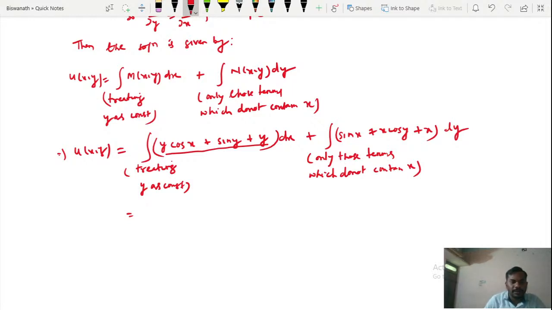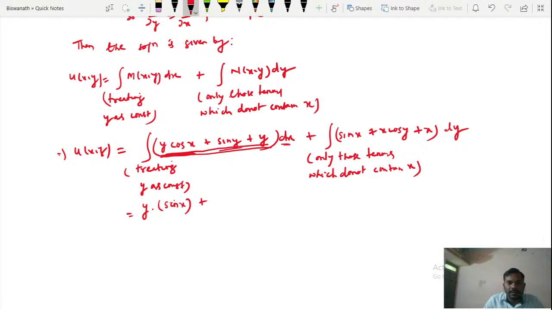So the integration of this one with respect to x, we will calculate treating y as constant. So if you take its integration, for the first term, what is the integration treating y as constant? So y will go outside of this integration, then the integration of cos x is just sin x. So the integration of cos x is sin x.